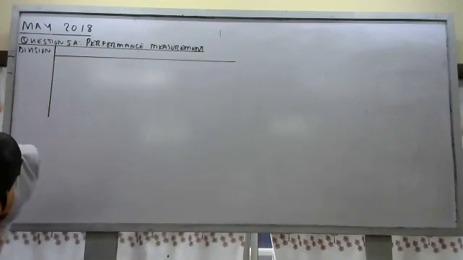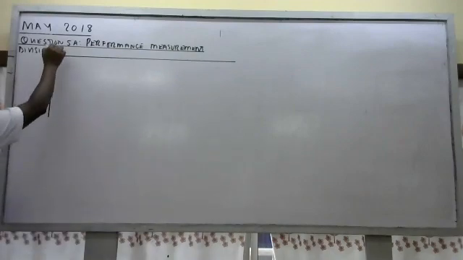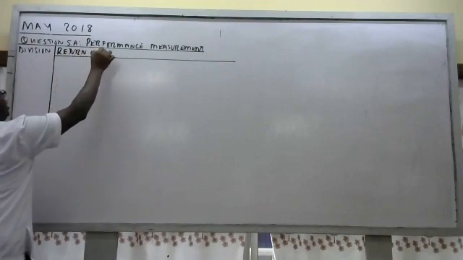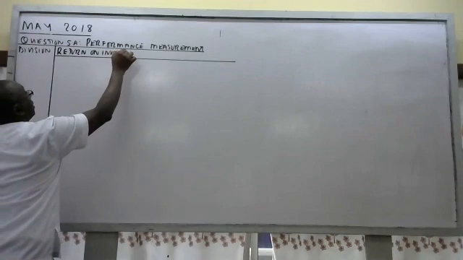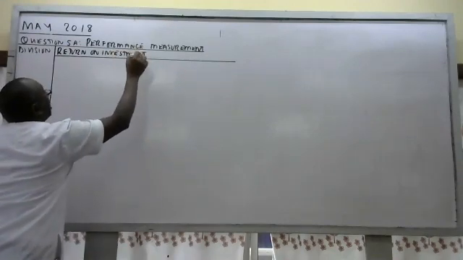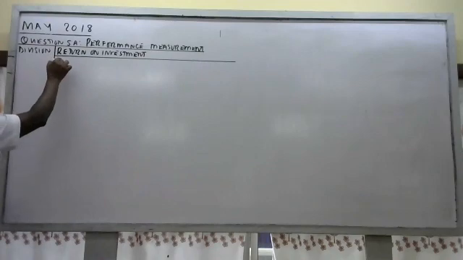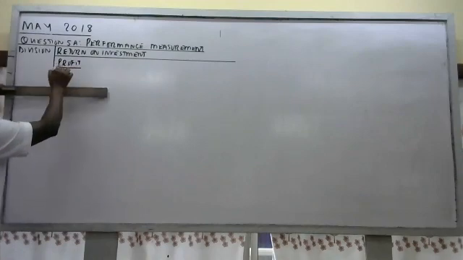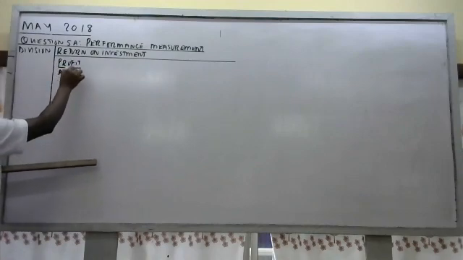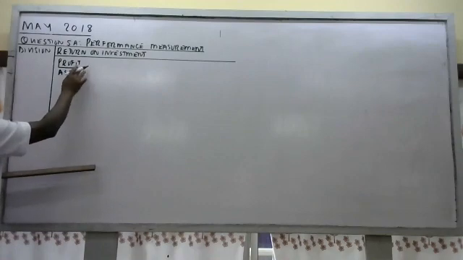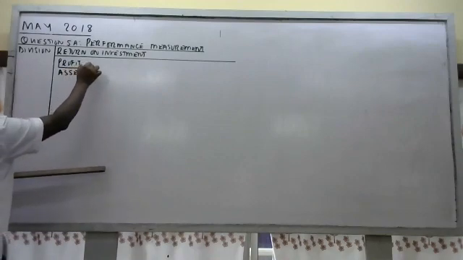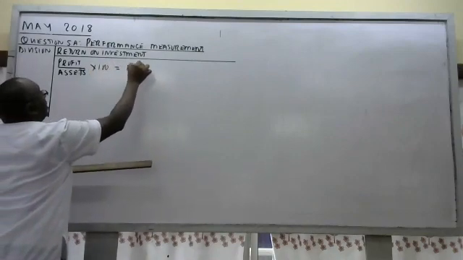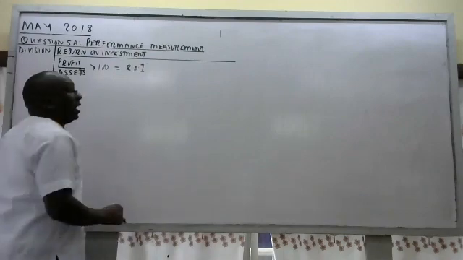So the first requirement is return on investment. And you know, return on investment is given as profit, you divide by assets, you multiply by 100. That is what in brief or in abbreviation we call ROI.